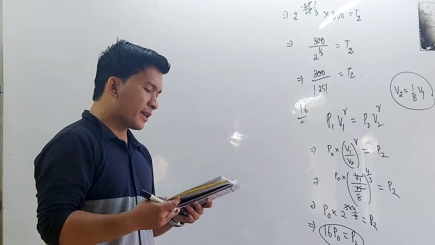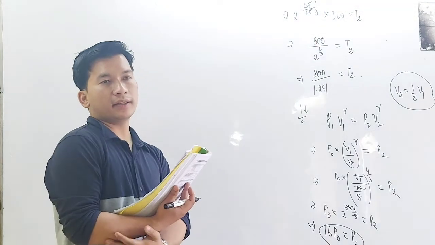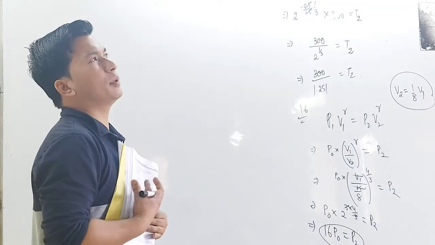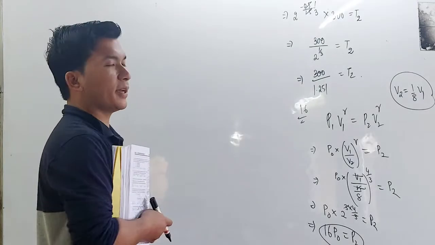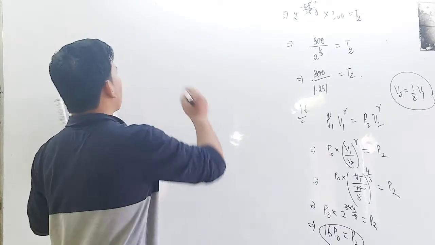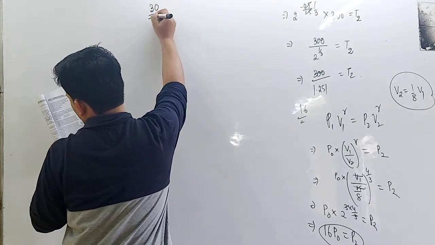Question number 30 is simple hybrid. There are two questions, one difficult, one easy, one moderate. Question number 30 is hybrid.